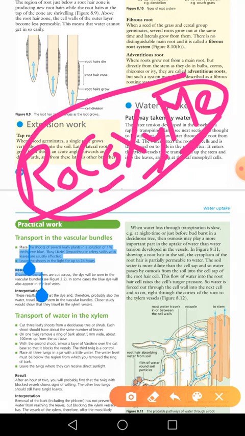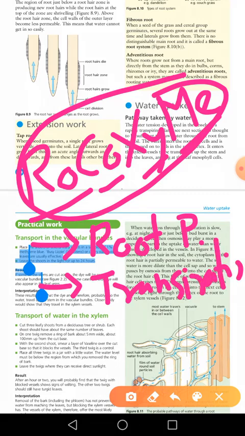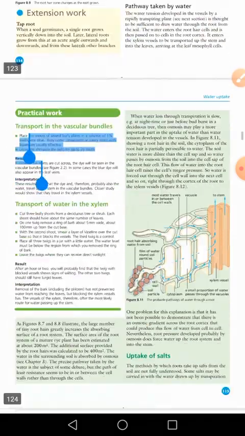The transport of water into the plant has two forces. One is the root pressure, I'm writing short, please write it in full, and another is the transpiration. Now first of all, what is root pressure and how does it work?